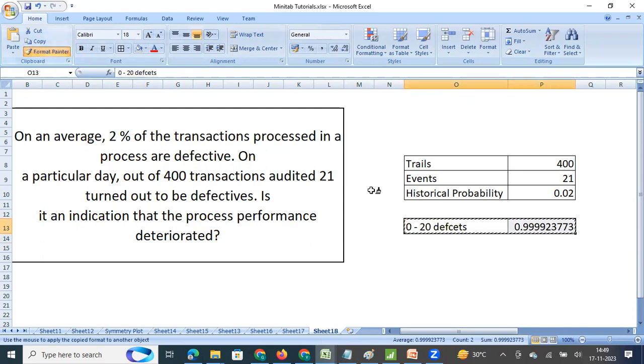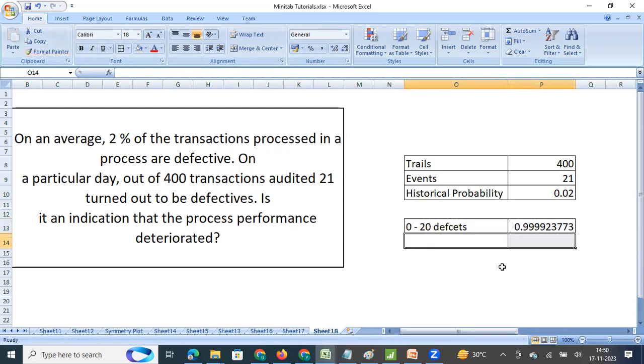Now, why did I calculate it for 20 errors and why I did not calculate it for 21, even though our case study is for 21 defects? Because again, in the beginning of my video, I have told you the chances of an event occurring can be calculated. And if you want to know the chances of an event not occurring, then what you can do is 1 minus chances of event occurring is nothing but the chances of event not occurring.